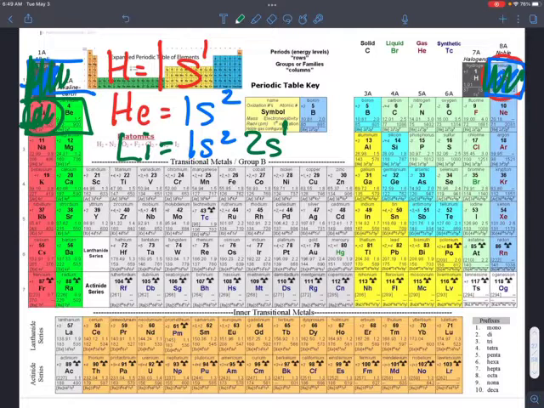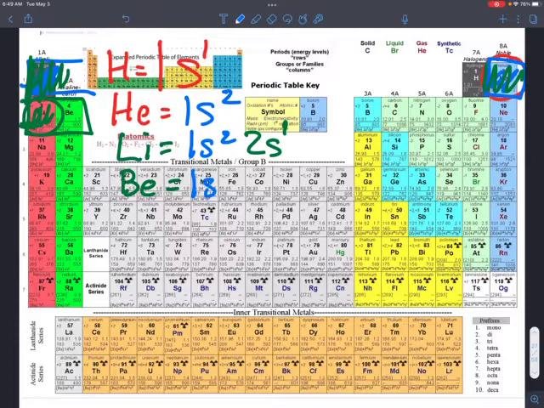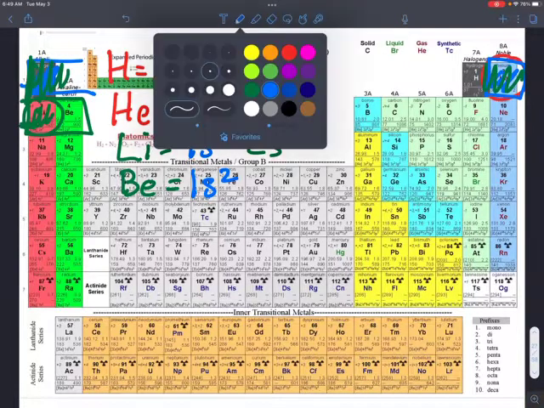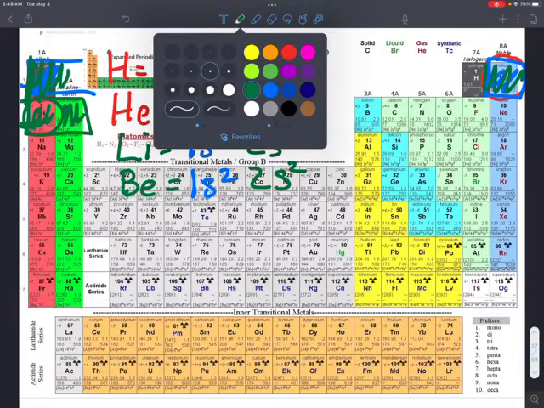All right, a whole lot easier than drawing these things out. Let's go to our next one. Let's say beryllium here. Beryllium, the first energy level was already filled up. Can't put any more there. So we go down to the second row. It's an s orbital, but now you're going to fill in the second electron. Boom, right like this.